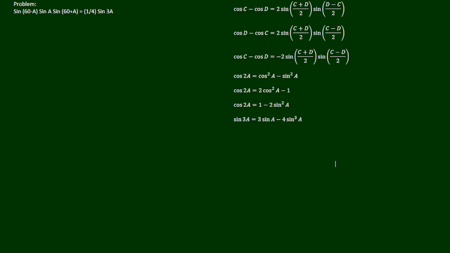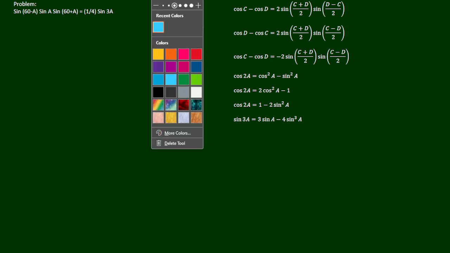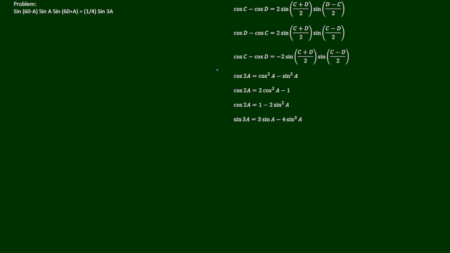Before we get to solve this problem, you should be knowing some of the formulas that are shown on the screen. Cos c minus cos d equals 2 sine c plus d by 2 sine d minus c by 2. That is the first one.